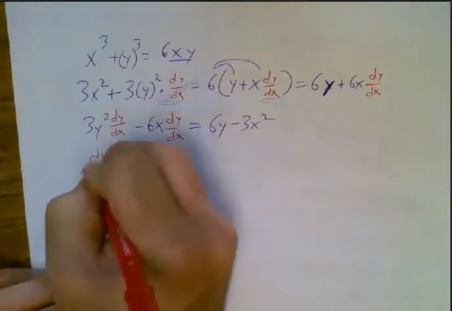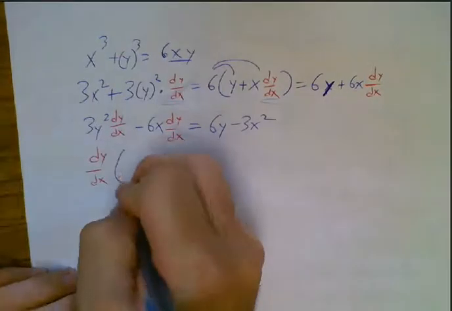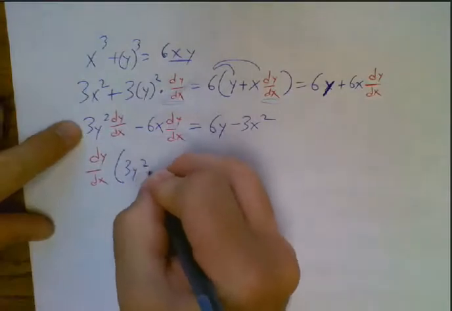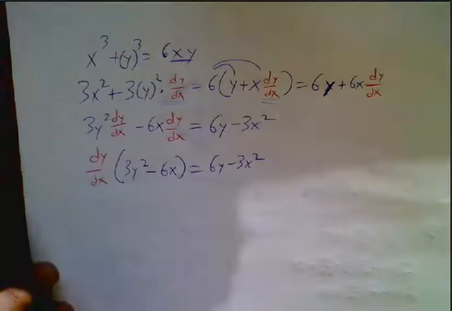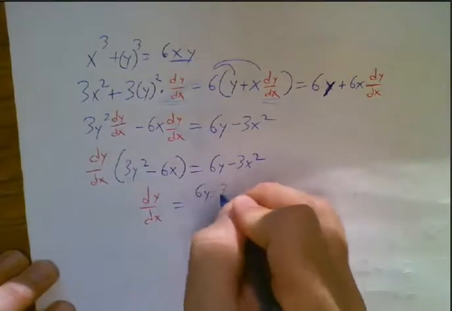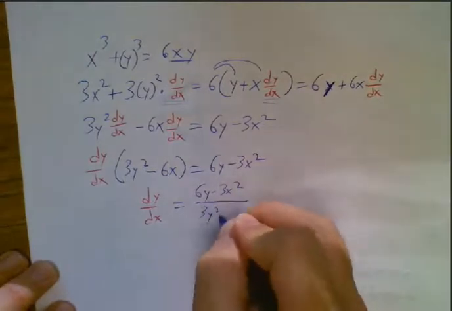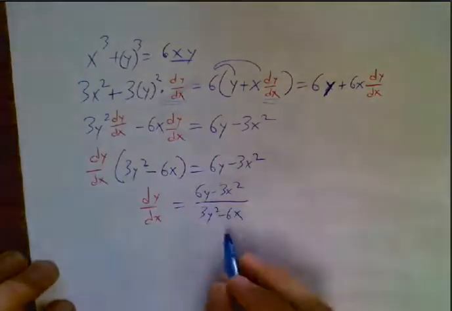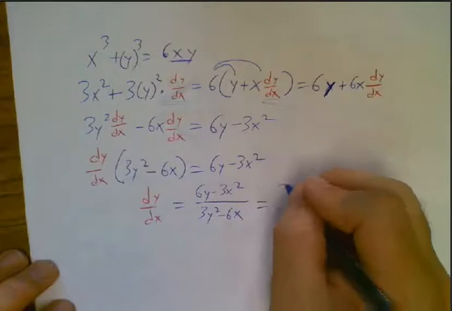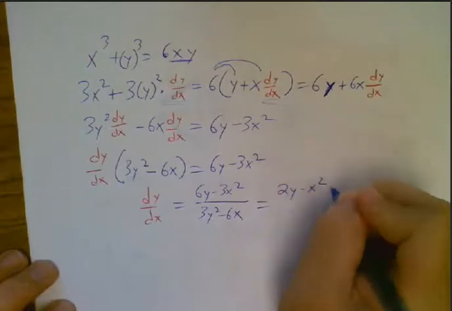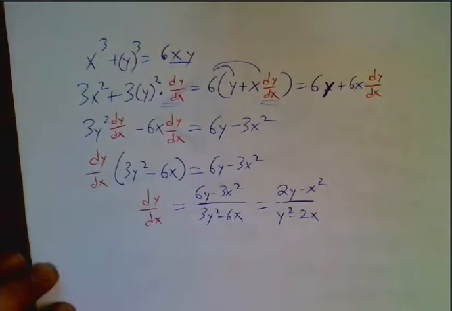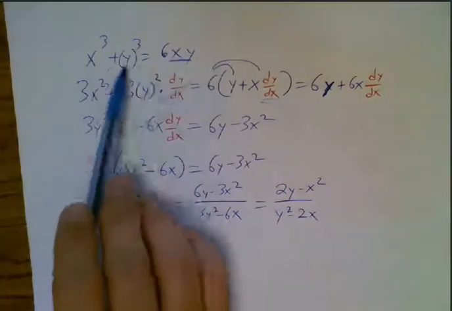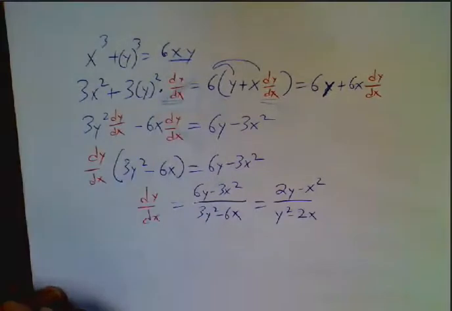I can factor out my dy/dx, leaving me with 3y squared minus 6x equals, and this I'm not doing anything with yet, and so my dy/dx is going to be 6y minus 3x squared divided by 3y squared minus 6x. And it just so happens they all have a factor of 3, just coincidence there. So that's what, 2y minus x squared over y squared minus 2x. And there's your dy/dx. Okay, there's absolutely no way we could have done this problem old school. We had to use implicit for this one.